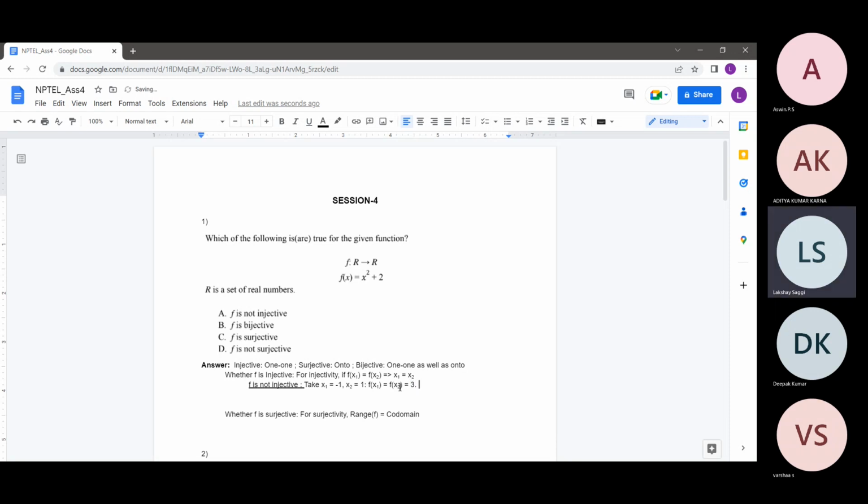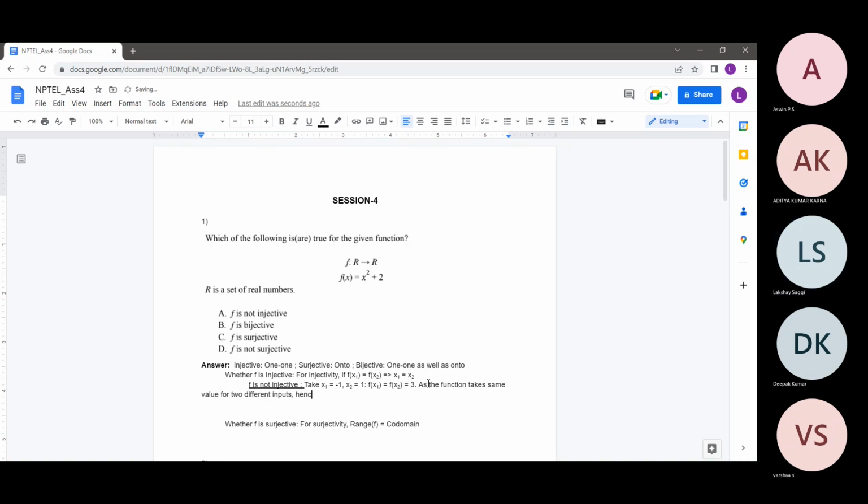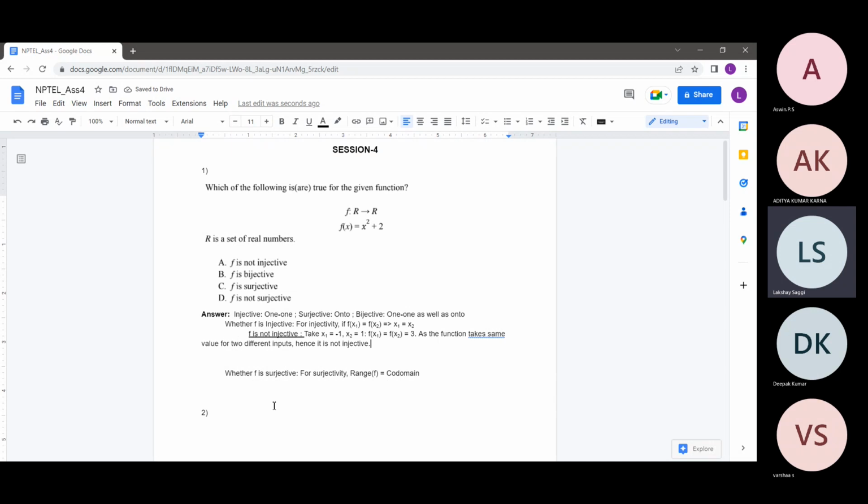So basically the function takes the same value at two different inputs. This is why I just write that the function takes the same value for two different inputs, since it is not injective. So yeah, Aditya, you're correct that it is not injective.